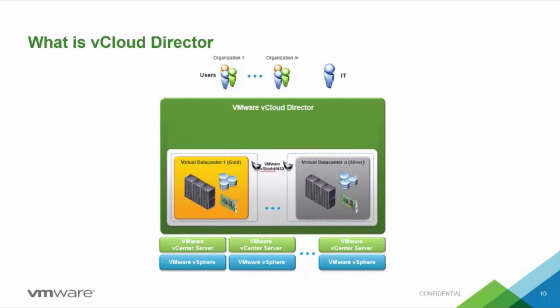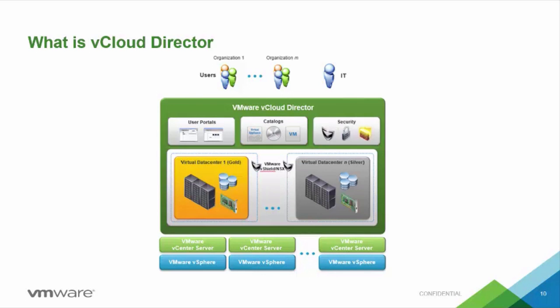What a customer sees at the end of the day is their own unique portal, which they use to manage their resources. They'll have catalogs, which they can use to copy, upload and deploy their VMs. And they'll have security as a service, so to speak, via their edges. That can do the likes of VPN, NAT, firewall, things like that.